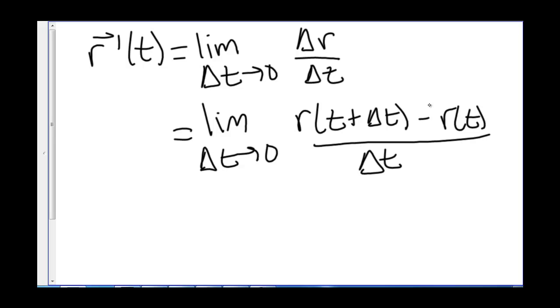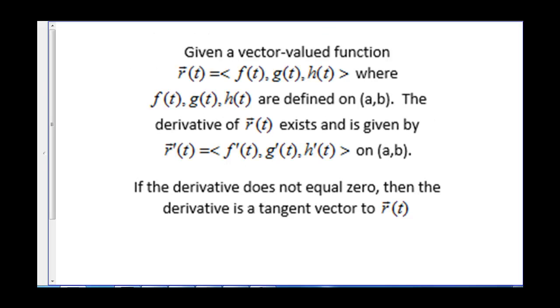But just like in Calc 1, we had rules to simplify things. We also do in vector valued functions. So given a vector valued function, r of t equals f of t, g of t, h of t, where f, g, and h are defined on the interval a, b, the derivative of r of t exists and is given by r prime of t equals the vector f prime of t, g prime of t, h prime of t on the interval a, b. If the derivative does not equal 0, then the derivative is a tangent vector to r of t.